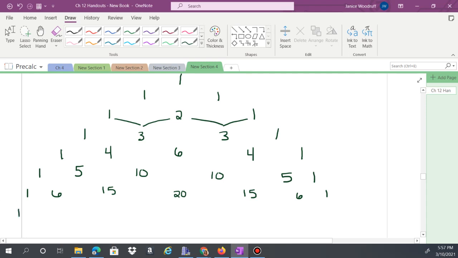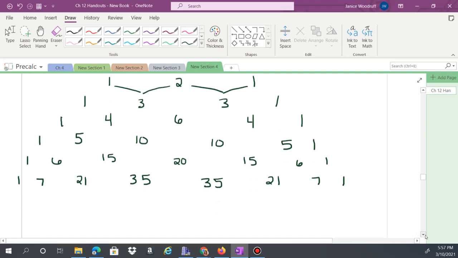Okay, and then expand again. 1 plus 6 will give us 7. 6 plus 15 will give us 21. 15 plus 20 will give us 35. 20 plus 15, 35. 15 plus 6, 21. 6 plus 1, 7. 2 more.